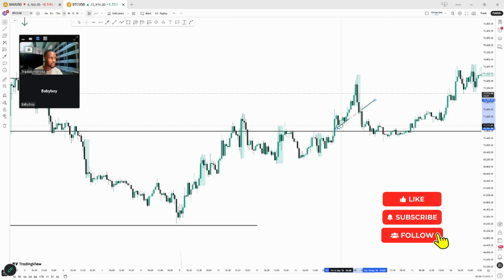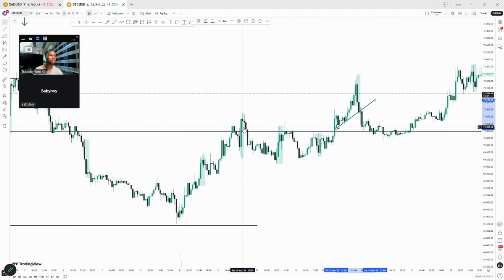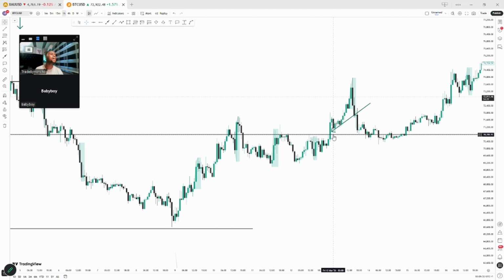This was the real breakout. Remember, this was the rejection from the daily. So this was the real breakout from the daily. Now I told you that once this breakout happened from this line, what do you want to do? Once it happened, you take your trade.